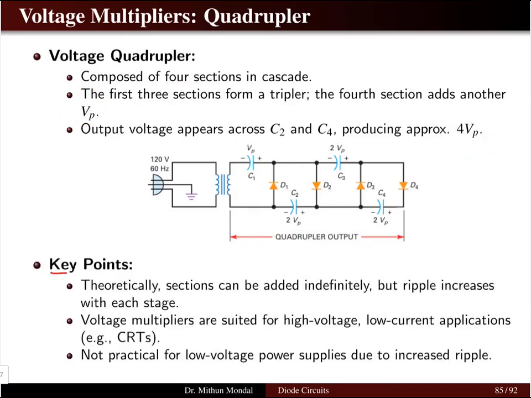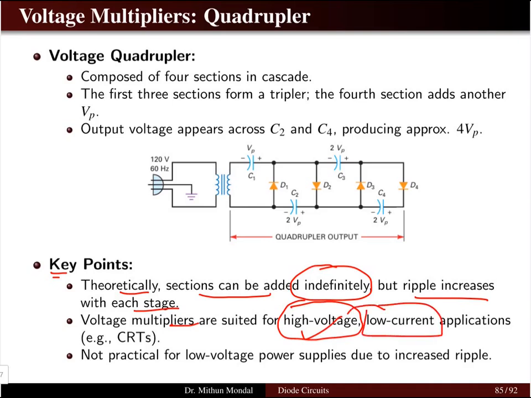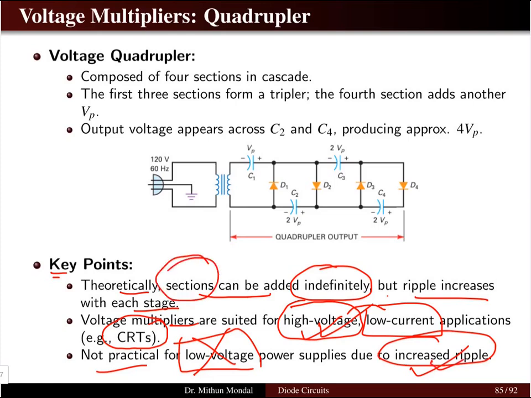The key points we need to remember: theoretically, sections can be added indefinitely, but the ripple will increase with each stage. Voltage multipliers are suited for when we need high voltage, and high voltage means low current applications, such as CRTs, cathode ray tubes. So it is not practical for low voltage, and we do not use it for low voltage applications. We use it only for high voltage applications because there will be increased ripple. As you increase the number of sections, the ripple will increase.